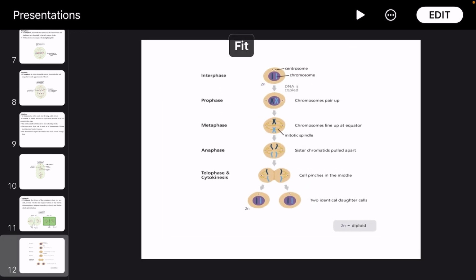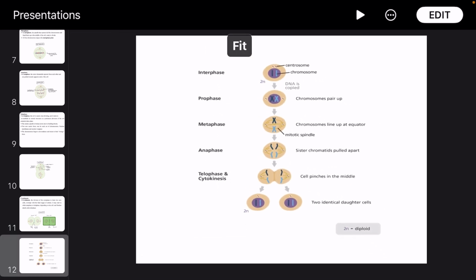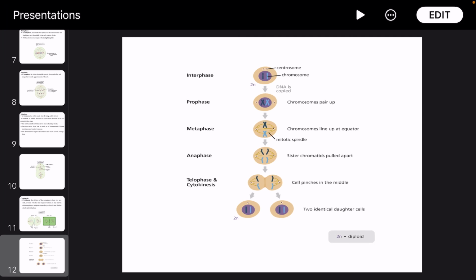On this slide, you can see the whole process: interphase, prophase, metaphase, anaphase, and telophase, with cytokinesis at the end.